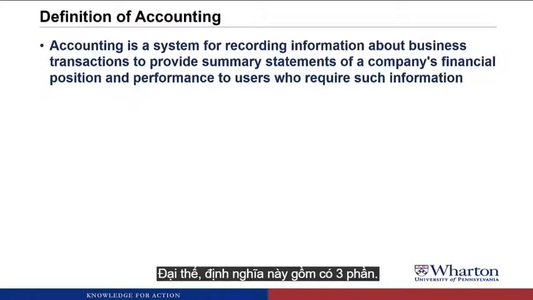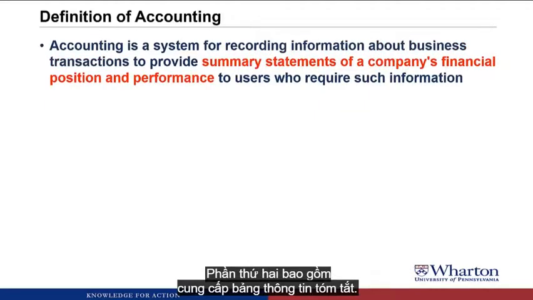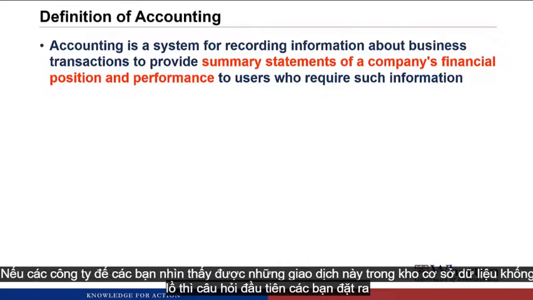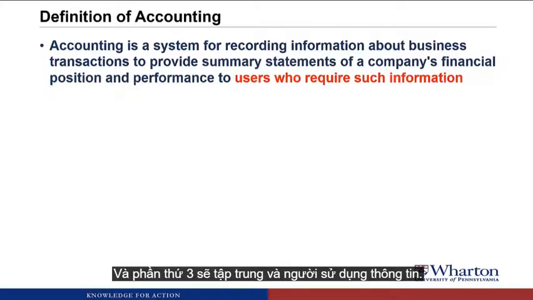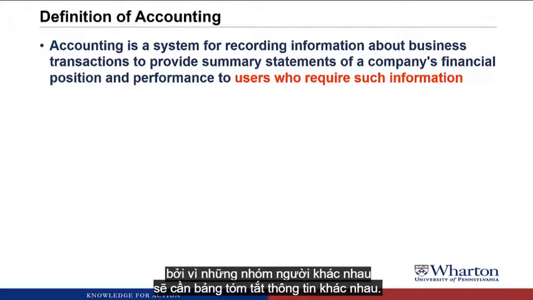Anyway, this definition has three parts. The first part is recording transactions. This part turns out to be a big deal, as not everything a business does gets recorded in the financial statements, and sometimes it'll seem like nothing's happening, yet we'll need to record a transaction anyway. The second part is about providing summary statements. Large companies have billions and billions of transactions every year. If they made them available to you in a gigantic database, your first question would be, how can I summarize all this into one or two summary numbers? And the third part focuses on users, because different user groups would want different summary numbers.